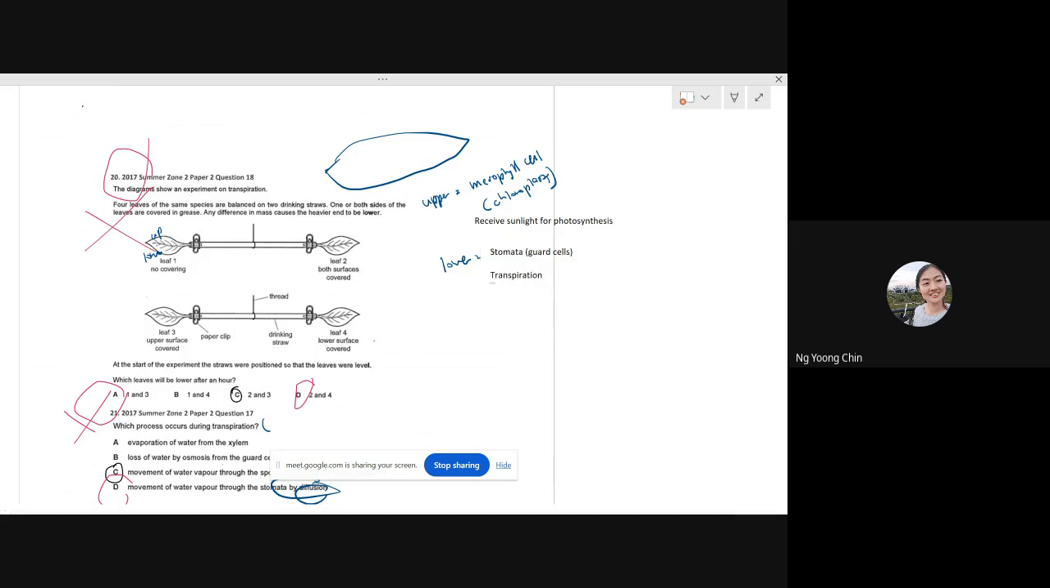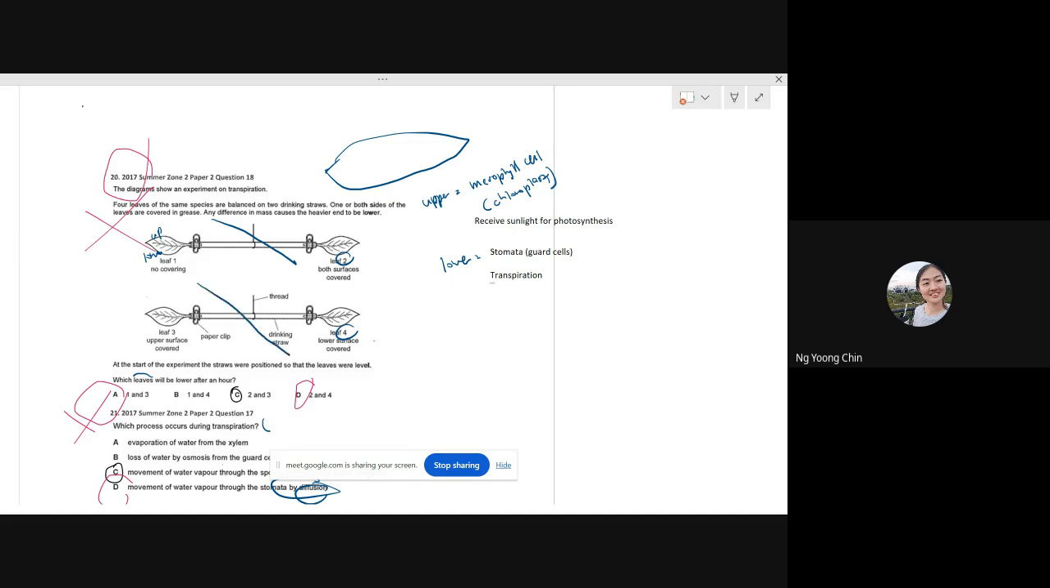So what happens when you cover leaf 2 on both surfaces? Do you think photosynthesis can happen or not? You can see which leaf will be lower after an hour. There will be number 2 and 4. Number 2 and 4 will be lower, and lower means they drop in position. They will be in this way, like this.